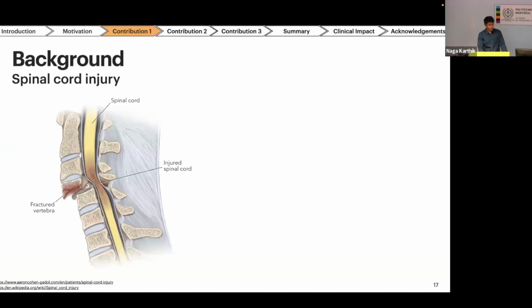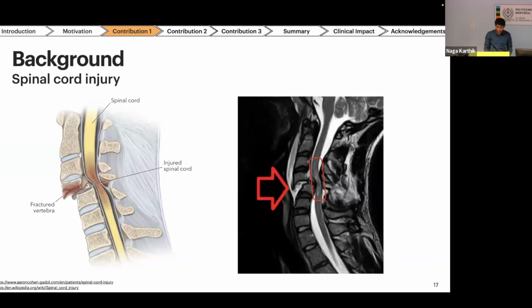So spinal cord injury refers to an acute damage to the spinal cord, which typically results from some trauma, like a fall, a sports-related injury, or a car accident. The traumatic event dislocates the vertebra, and that usually results in compression of the cord, as we can see, and in some cases it also tears the spinal cord. This is an example of an MRI of the spinal cord. You can see some dislocation of the vertebrae and also a lesion forming on the spinal cord.